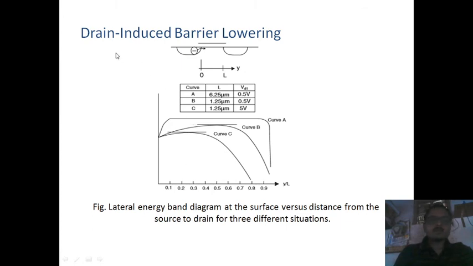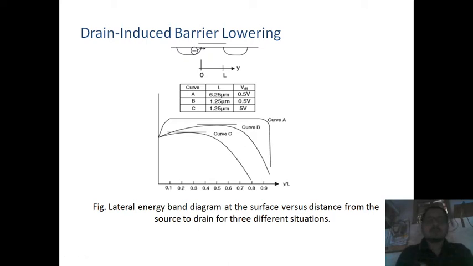The next topic is drain induced barrier lowering. Generally for long channel MOSFETs, the depletion region of the source and the depletion region of the drain are separated. In short channel devices, the source and drain depletion regions overlap. Due to this, the threshold voltage varies with respect to the bias. Do you understand what I am telling?